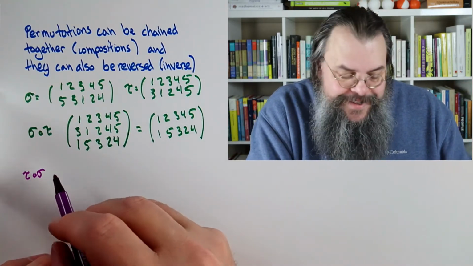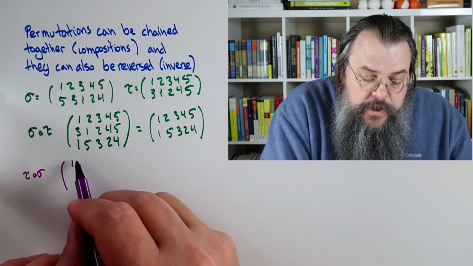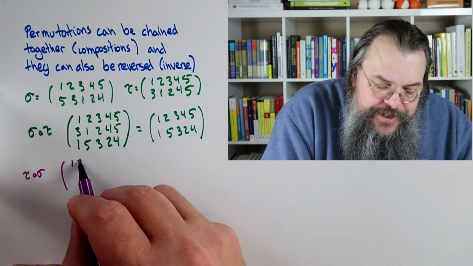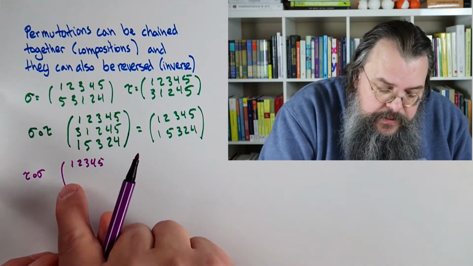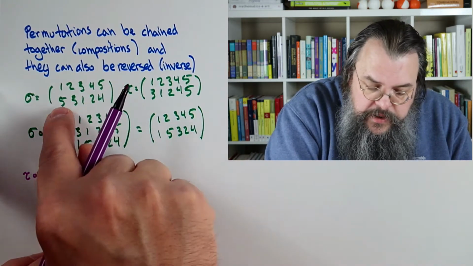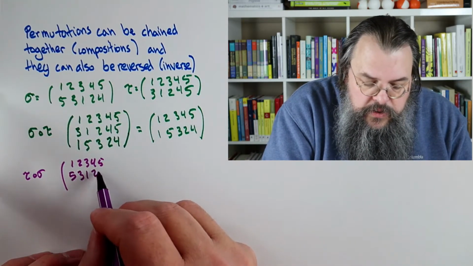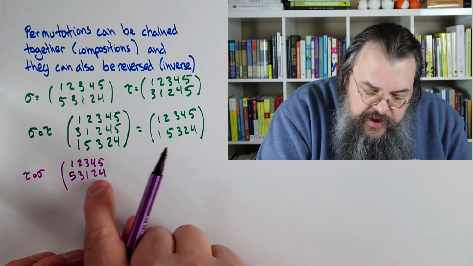Let's find out. We'll find out together. Okay, so we start with our initial order, 1, 2, 3, 4, 5, and then first do sigma. All right. Well, we can just copy that. 5, 3, 1, 2, 4. Okay. Now we're going to apply tau.